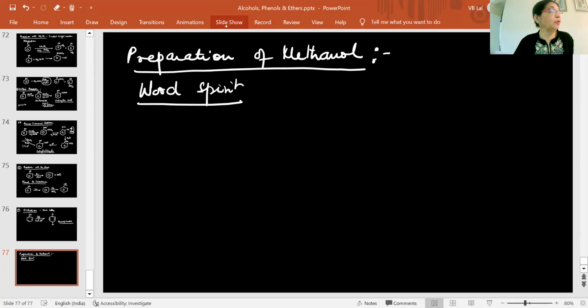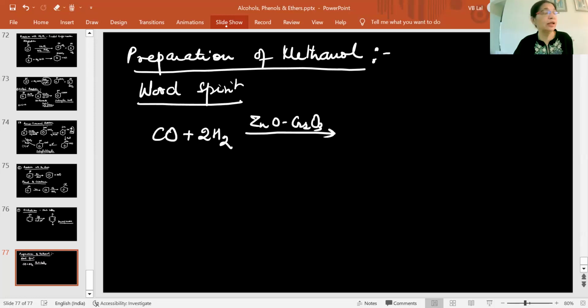But nowadays, how do you prepare it? By doing catalytic hydrogenation of carbon monoxide. So what you do is carbon monoxide plus 2H2, and you do hydrogenation, reduction of carbon monoxide, in presence of two catalysts, zinc oxide and chromium oxide, Cr2O3, keeping the pressure at 200 atmosphere and temperature at 573 Kelvin, about 300 degrees Celsius. If you do that, you will get CH3OH, right?